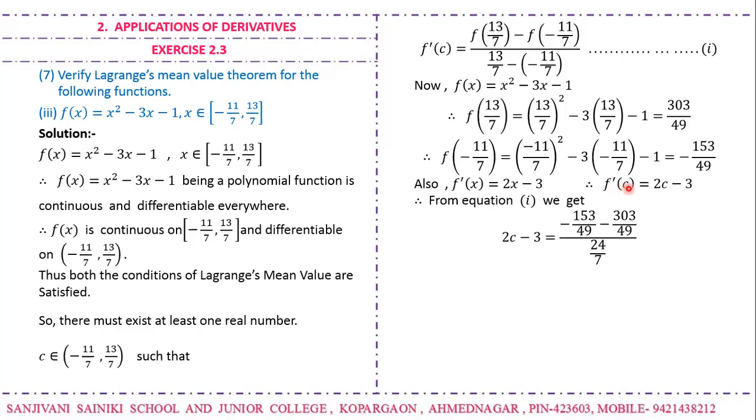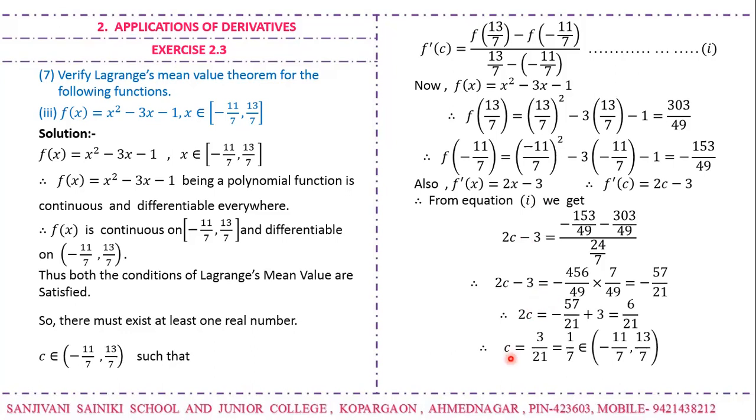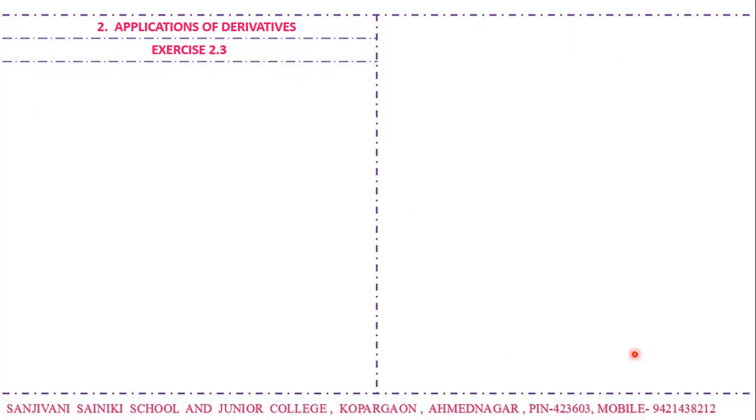At these 2 points we have to find the values of the function, then the function and its derivative. Put x is equal to c in the derivative, that we get 2c minus 3. Then we will put all those values in equation number 1. Then if we simplify, we reach the value c is equal to 3 upon 21, that is 1 upon 7, and obviously it belongs to the given interval. So the Lagrange's mean value theorem is verified for this function also.